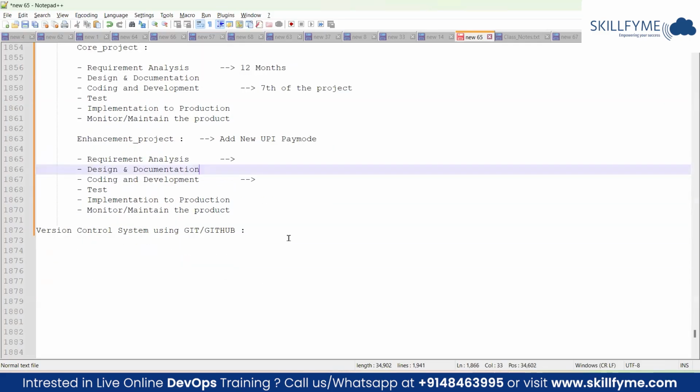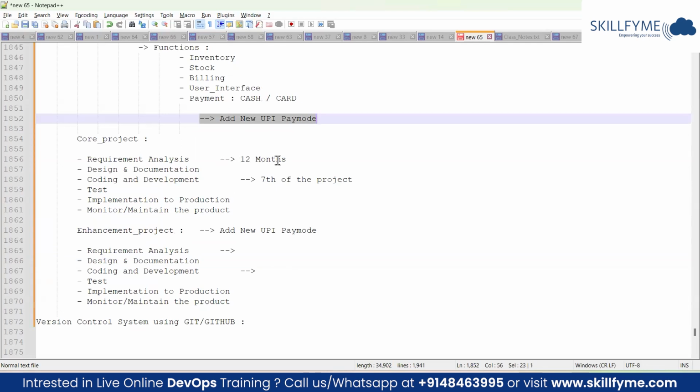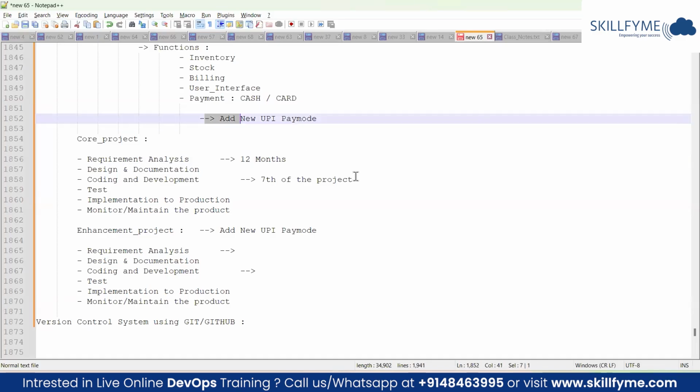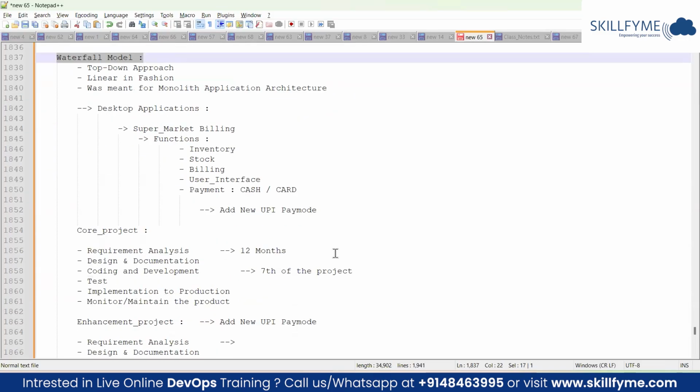But in today's business requirements, if you ask your customer to wait for 12 months to add a new feature, is that acceptable? It's not possible, right? We cannot make any customer wait 12 months for a new feature. So we have to bring some agility to the process. If you are still relying on the waterfall model, you cannot run any business here.